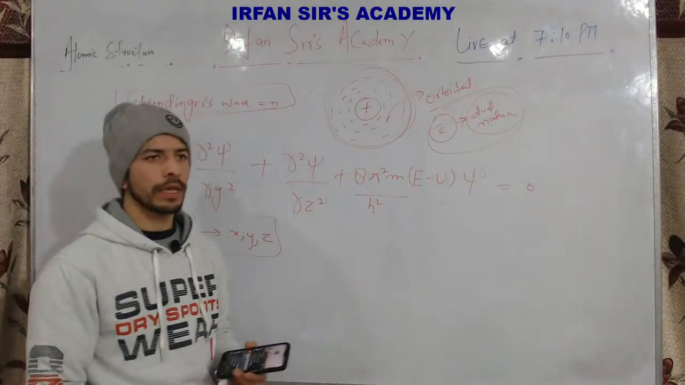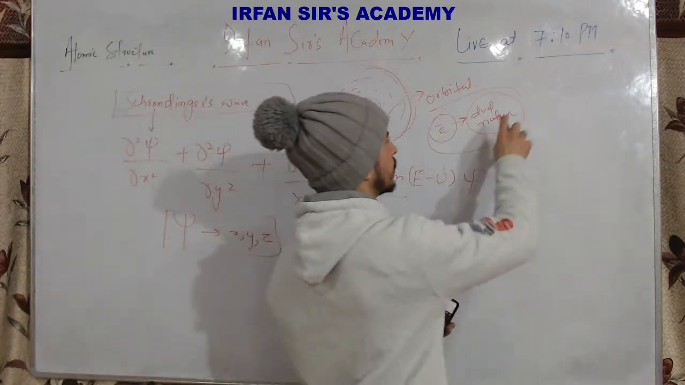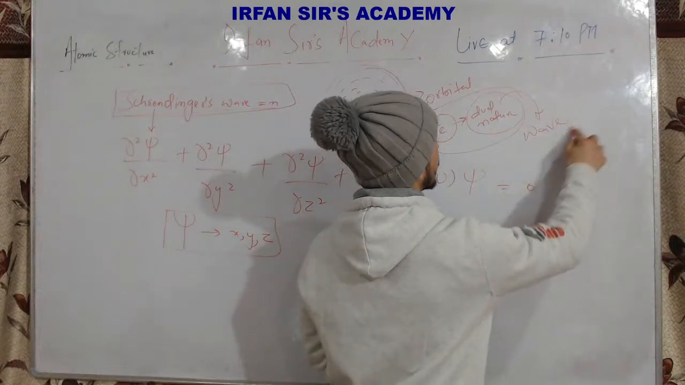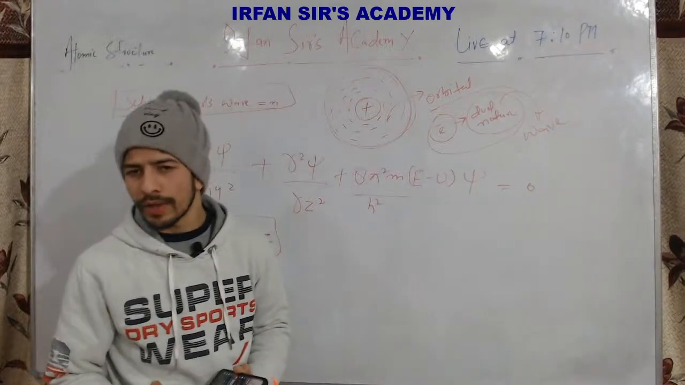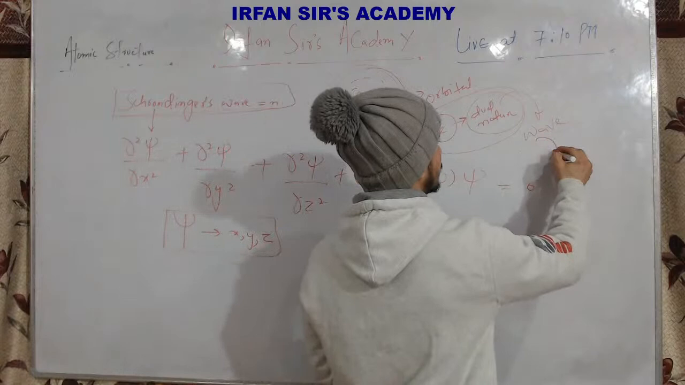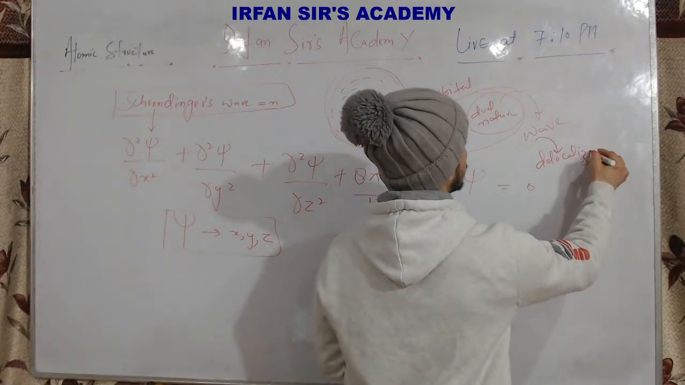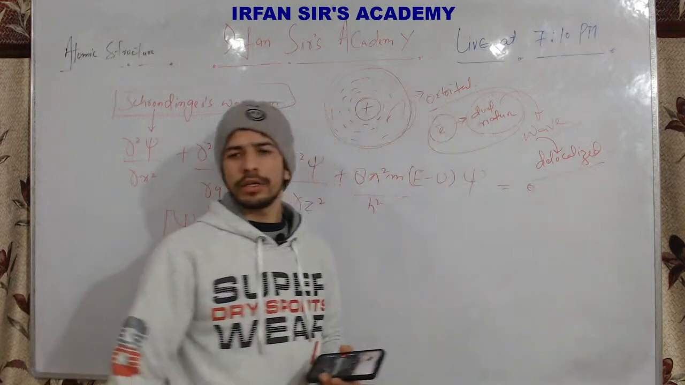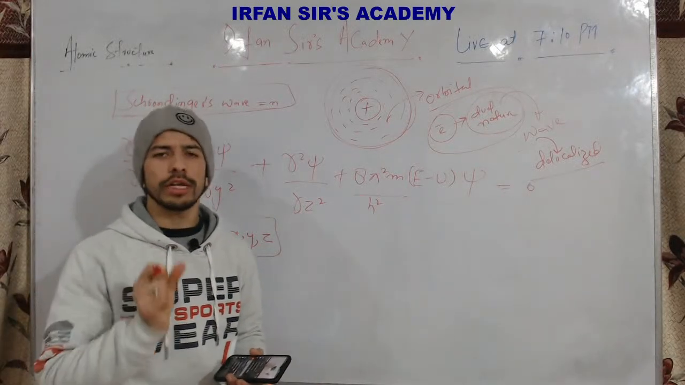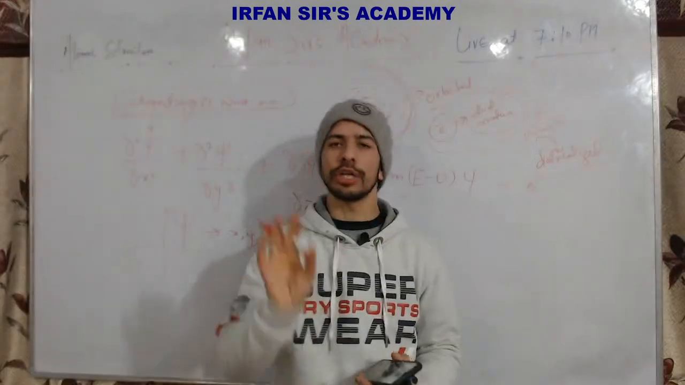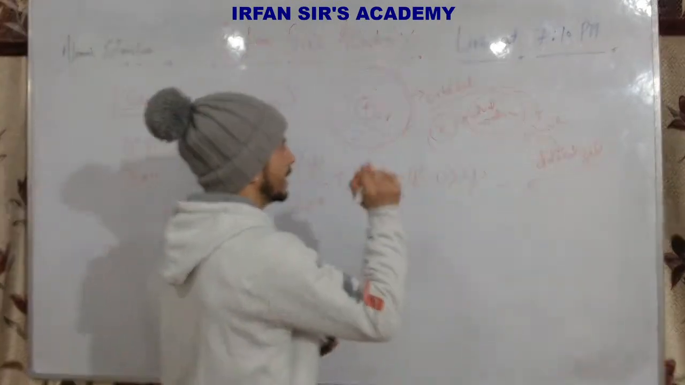If the electron also acts as a wave, is the wave localized or delocalized? The wave is delocalized. Delocalized means it cannot be localized at a particular point, but we can localize it in a particular region. We cannot tell exactly where the electron is.